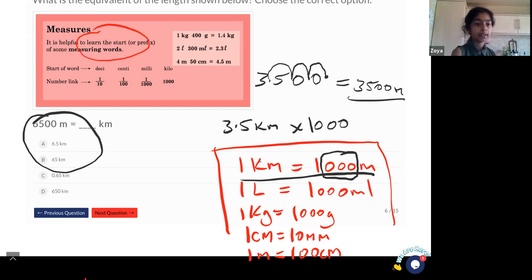I think it will be A, 6.5 km. Yeah, and if you were to divide 6,500 meters by 1,000, and 1,000 has 3 zeros, we move the decimal place to the left 3 times. That again gives us 6.5 kilometers. So that's another way we can check if this is correct. How many millimeters in a centimeter, Zoya? 10. Good, well done. And now we're converting 22 centimeters to millimeters.